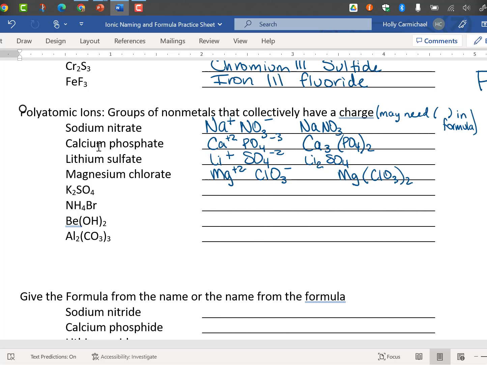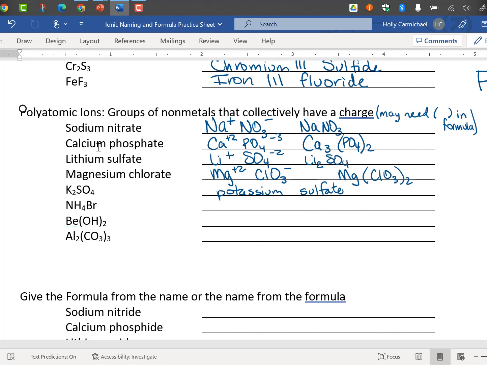So K2SO4, what's that one called? Potassium, the whole name of the metal, and sulfate, just the name of the polyatomic. So you don't have to split up the sulfur and oxygen, naming them separately. The SO4 is a sulfate.